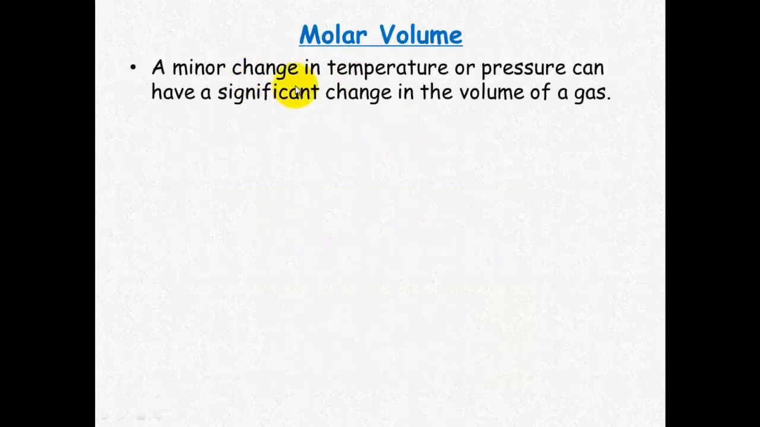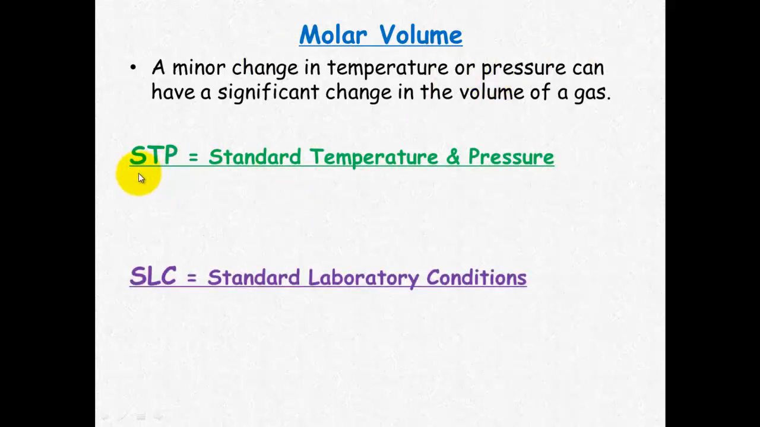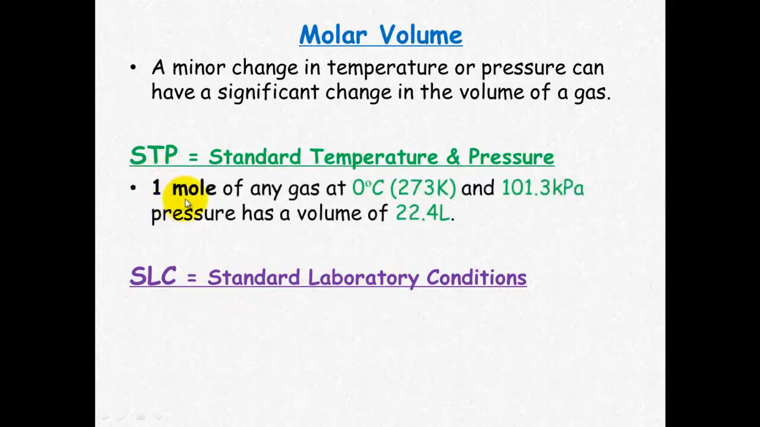We know that any minor change in temperature or pressure has a significant effect on the volume of gas, and we can use this relationship to establish how many moles of gas there are. We use these two standards, STP, which is standard temperature and pressure, and SLC, which is standard laboratory conditions. At STP, 1 mole of any gas at 0 degrees Celsius and 101.3 kilopascals has a volume of 22.4 litres.